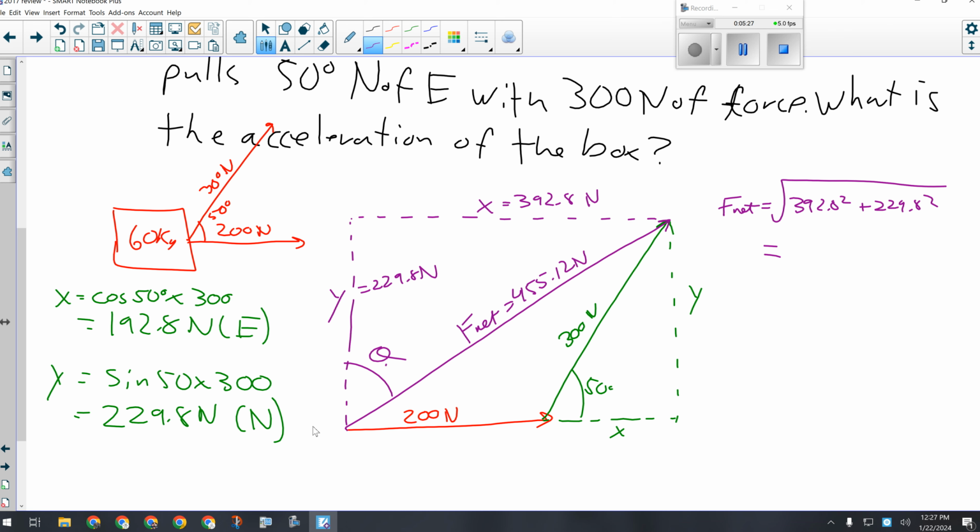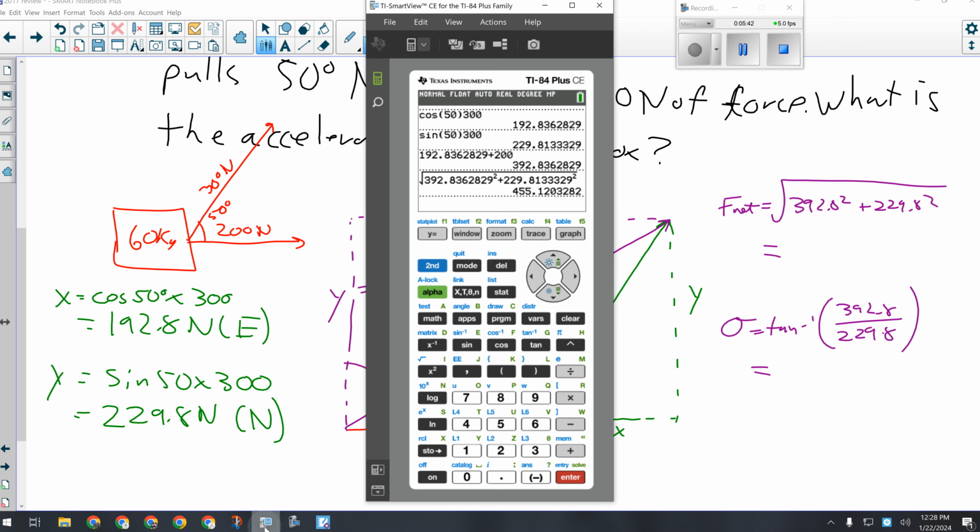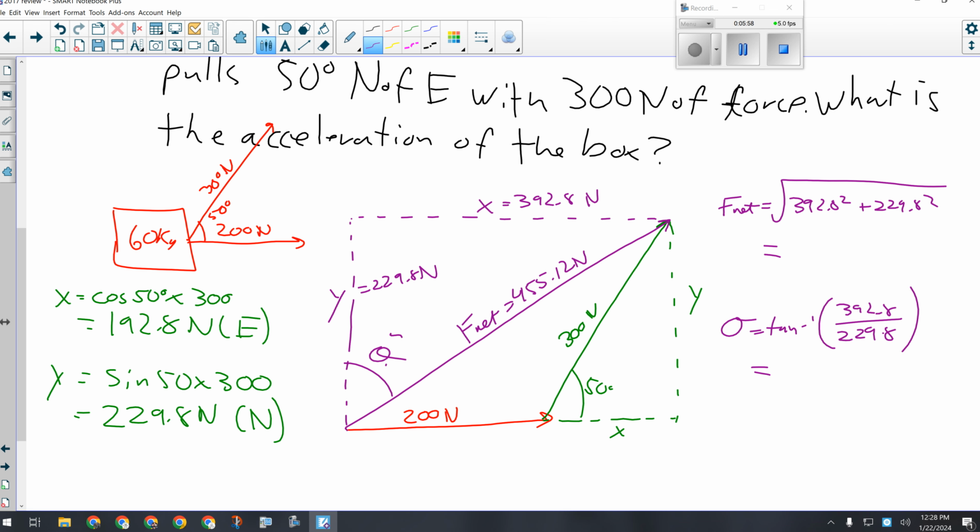If you get the complementary angle, that's totally fine. I'm just going to go tan to the minus 1 of my opposite side, 392.8, divided by my adjacent side, 229.8, to get my vector. So that's inverse tan of opposite divided by adjacent. I'm getting 59.67 degrees, and for me that is east of north.